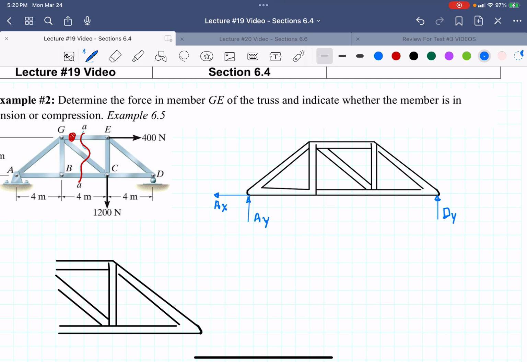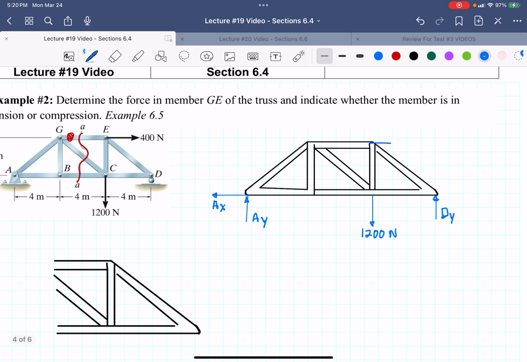And then I've got a 1,200 Newton force somewhere around here, and a 400 Newton force up here. All right, that's all I have for the body as a whole. So let's solve for our reactions.